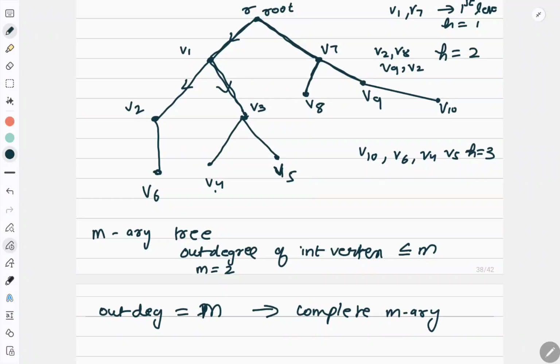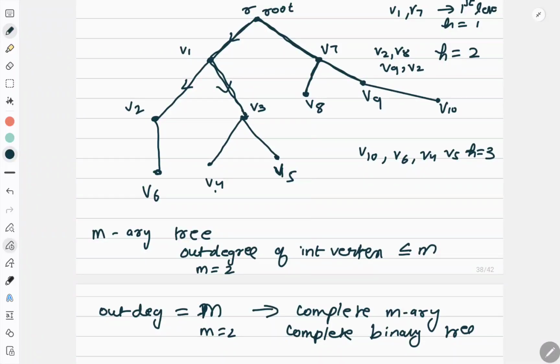Okay, see, when it is less than or equal to m, it can be m or it can be less than m, but the maximum will be m. Different vertices will have different degrees, right? So that time I will call it an M-ary tree. But if it is the same for all, exactly m, then it is known as a complete M-ary tree. Now in this case, if m is equal to 2, it is called a complete binary tree.